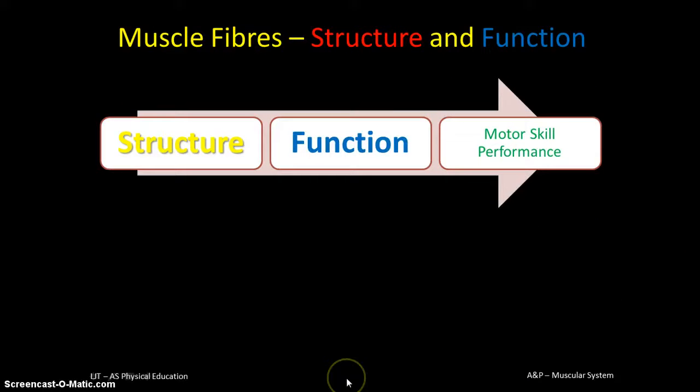So the general rule of thumb of thinking about these fibres is how they are built, or the structure, will link with the job that they have to do, or the function, and you need to be able to make the connection between those two things, and then ultimately those will be used to do the various motor skill performances that we do in our sport.